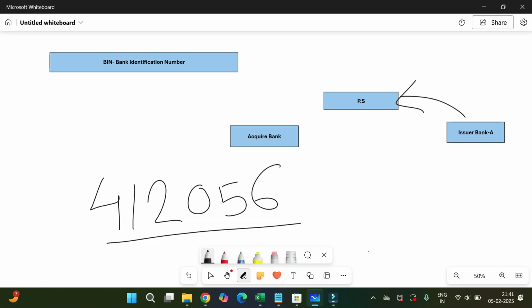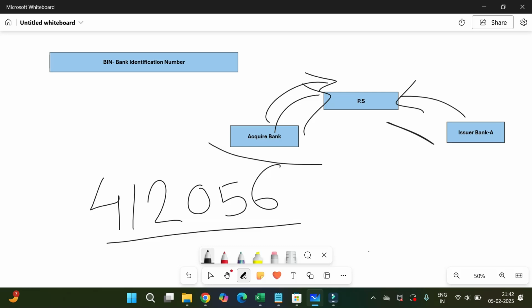Now the acquiring bank also, with the help of the BIN, will identify the payment scheme and send the request to it. The payment scheme already knows to which bank they have provided the BIN number. The same logic applies to the acquirer bank also. The acquirer bank also wants to connect with the payment scheme to get a BIN. So in ISO field 32, we store the acquiring ID.